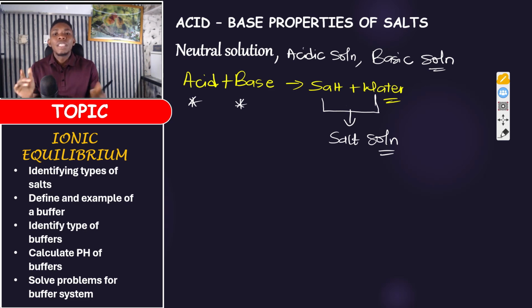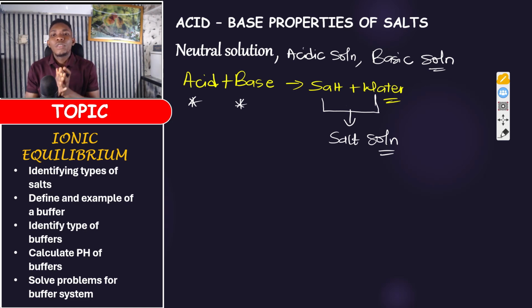So based on the strength of the acid and base that react, we get these different types of salt solution. Now, if you have a strong acid and a strong base, or you have acid and base in such a way that they neutralize each other completely, you are going to form a neutral solution. But if the strength of the acid is greater than that of the base, you are going to have an acidic solution. In a situation where the strength of the base is higher or stronger than that of the acid, you are going to have a basic solution.